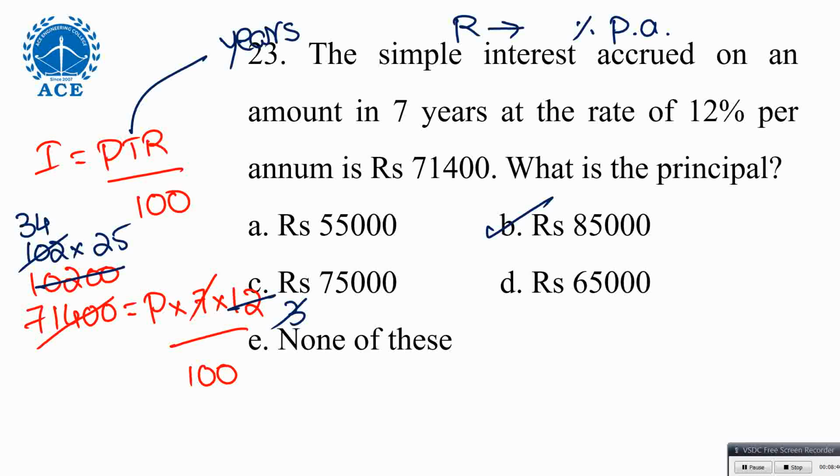They'll give timing in days also. 73 days is 1 by 5th of the year actually. That you need to convert into years. 3 months is 1 by 4th of the year, like that you need to convert. Timing must be in years.